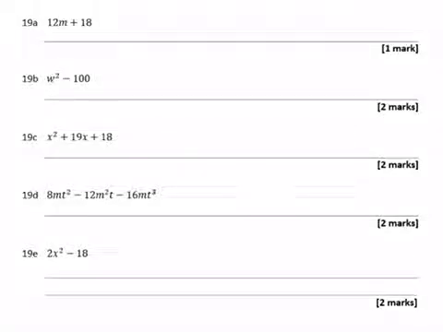Okay, here we're asked to factorise, and we know that whenever we're asked to factorise, we must find the highest possible factor. So I'm looking at 12m and 18 to begin with, and I can see that 6 goes into that as the highest factor. So I bring out my factor of 6, and then 6 lots of 2m would give me 12m, and 6 lots of 3 would give me the 18.